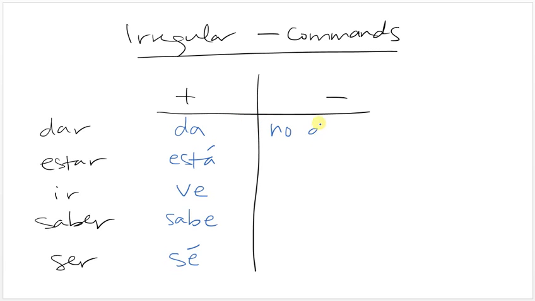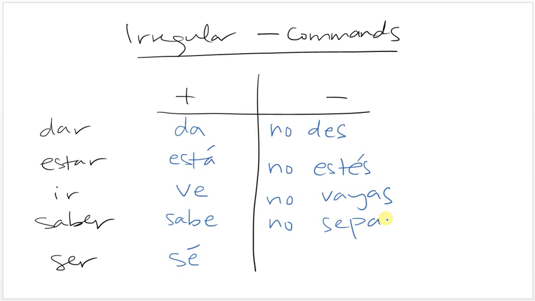So no des, no estés with an accent. This one is really weird. No vayas. Saber is also pretty weird. No sepas. And then ser, no seas. So a couple of these are predictable, like des, estés, and seas, because they're going to go to the opposite ending. Vayas and sepas are just completely irregular. You just have to memorize these.